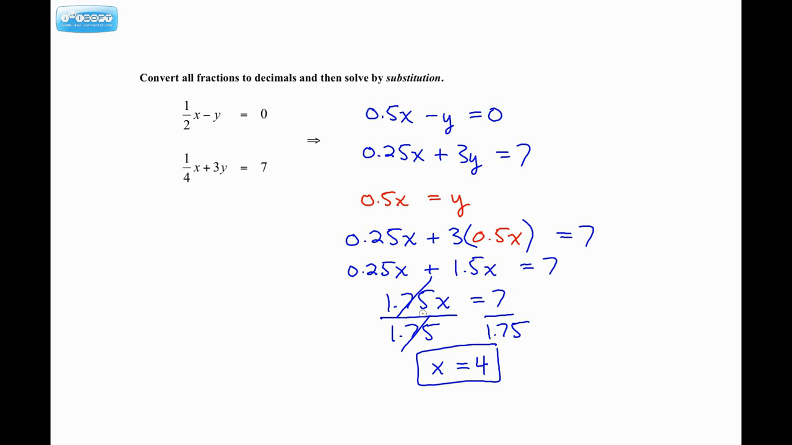Finally, to solve for y, that's really, really simple. I can just go back to this one. y is equal to 0.5 times whatever x is, and we know that it's 4. So half of 4, of course, is 2. So y is equal to 2. Okay. So it is possible to work with decimals. As you can see, we get the same result.